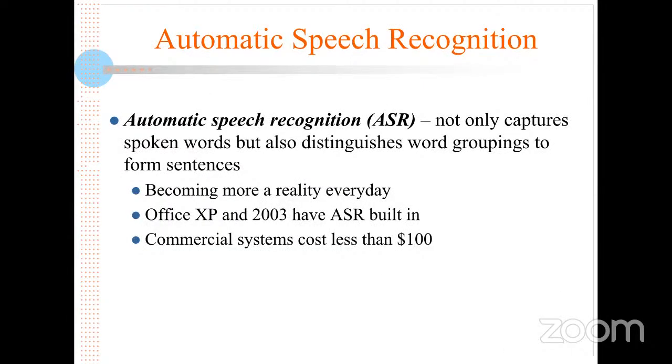Now automatic speech recognition. A very good example, Alexa. Everyone knows? Yes. Alexa. It not only captures spoken words, but also distinguishes the word groupings from sentences. Becoming more of a reality every day. Office XP, Office 2003, they have ASR results, and they cost less than $100. Alexa Bluetooth, everyone knows, right? So this is a good example of automatic speech recognition.